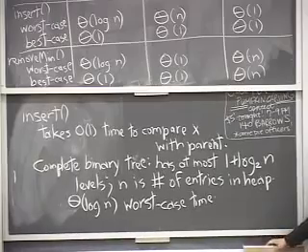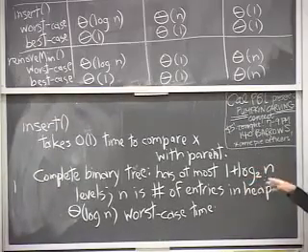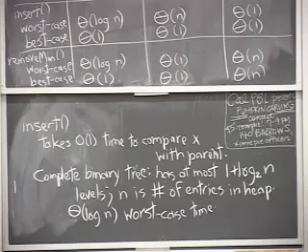And the same argument applies to remove min. Since there's only 1 plus log n levels in the tree, you can only do log n bubble steps down the tree before you're done. Any questions about that?